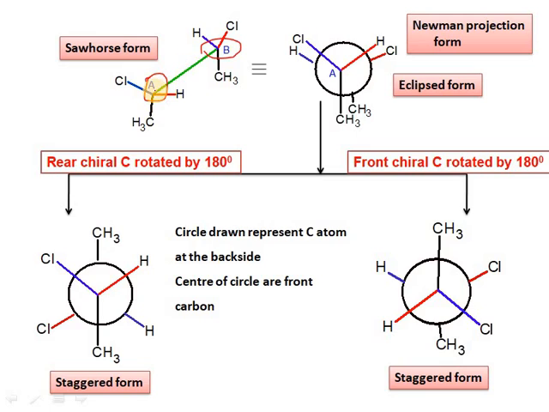So this formula, Sawhorse formula, this is a Sawhorse formula. This Sawhorse we can write in the form of Newman projection. So pahila carbon gheuya, A carbon, barobar aahe? A carbon mhanje front carbon aani B carbon mhanje back carbon kinva rear carbon bolto.